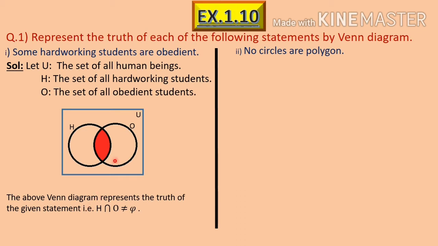Are you getting it? This common portion is the set of students who are hardworking as well as obedient. This side you will have the set of students who are hardworking but not obedient. This part represents the set of students who are obedient but not hardworking. And this common part is a set of students who are hardworking as well as obedient. So this is what the Venn diagram describes.